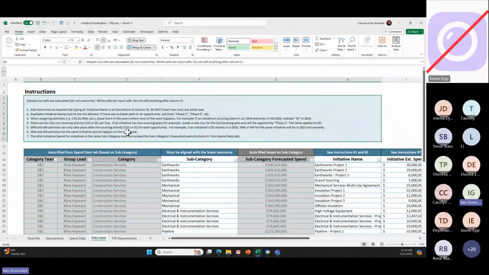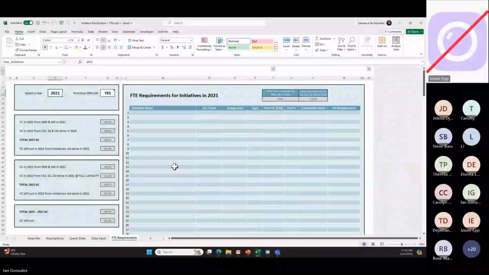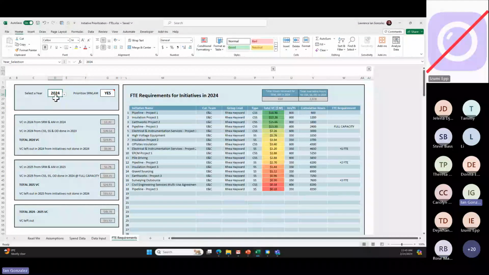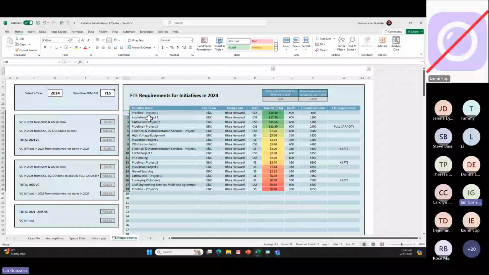Finally, you get this report. Where's my report? Hold on. Oh yeah, check the year, it should be 2024. There we go. So you get a report that tells you that of all the initiatives you put in the list, the number 1 priority should be the pipeline project, then number 2 priority. So they're all ranked already. This numbering system over here is your priority.